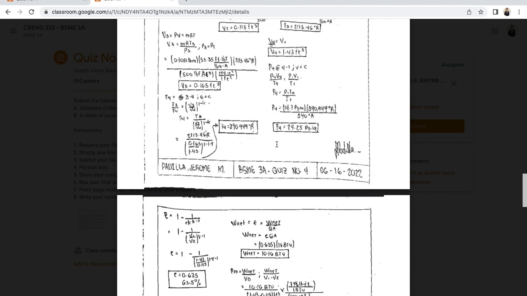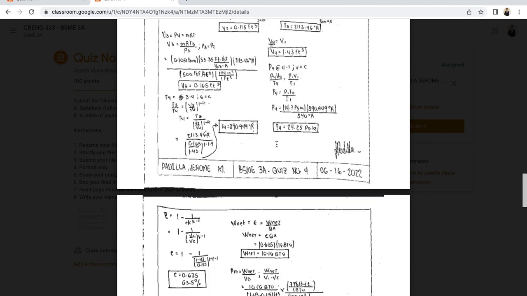So next is the P4. For the P4, process 4 to 1, or the P4 over T4 equals P1 over T1. So yung gagamitin natin formula is P4 equals P1 times T4 over T1: 14.7 psia, which is the P1, 890.949 degrees Rankine, which is the T4, and for the T1, 540 degrees Rankine. So 24.25 psia yung value ng P4 natin.